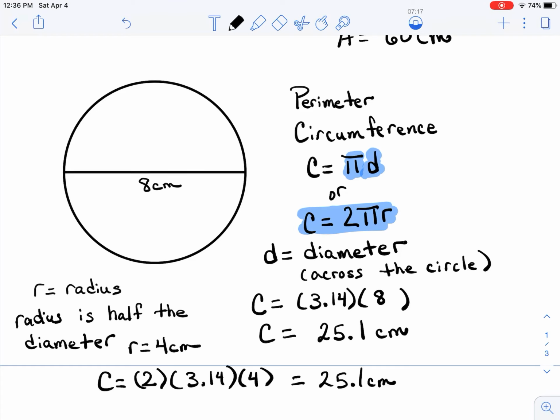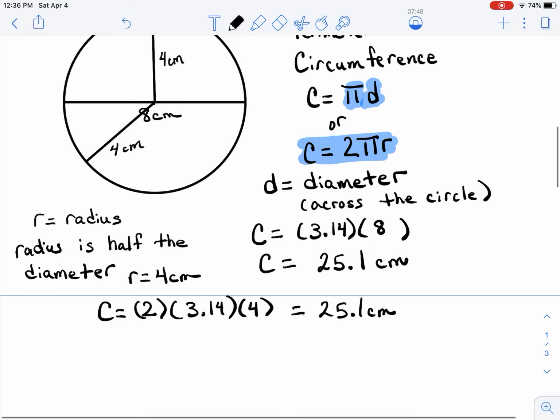Now, when they give you the radius in a circle, they're not going to draw the line across. They're going to draw the line from one side of the circle to the middle of the circle. And they could draw that from anywhere. Just like you could draw the diameter from anywhere from one side of the circle to the other side of the circle.